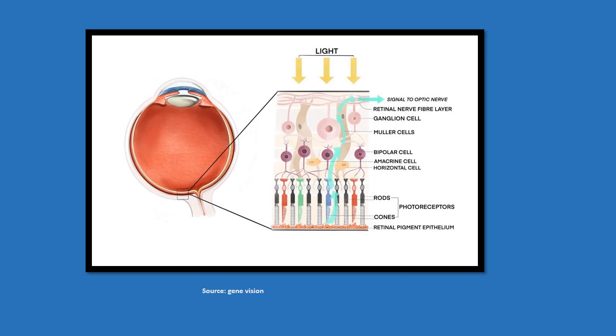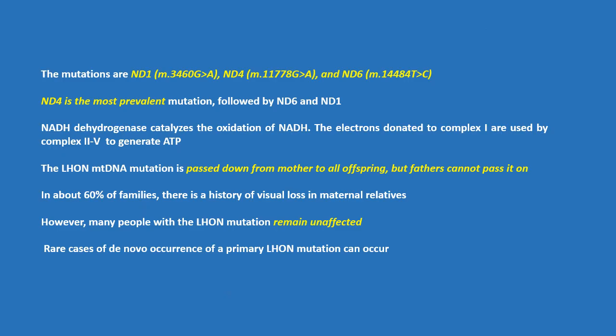This figure shows the various layers of the retina, and it is the ganglion cell layer which is selectively affected in LHON. The mutations are ND1, ND4, and ND6. ND4 is the most prevalent, followed by ND6 and ND1. NADH dehydrogenase catalyzes the oxidation of NADH. The electrons donated to complex 1 are used by complex 2 to 5 to generate ATP.